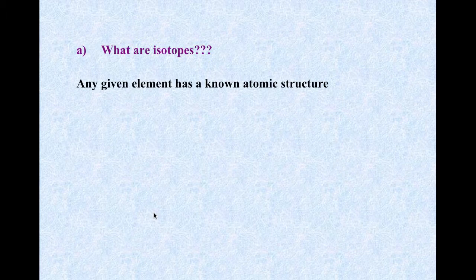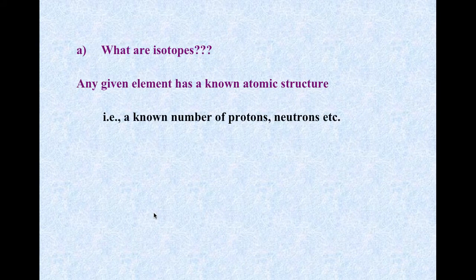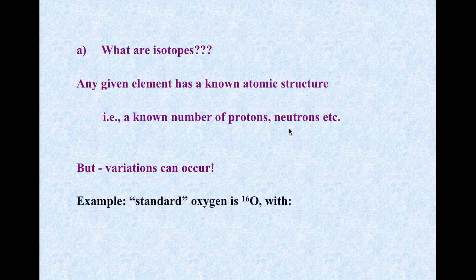Alright, think of an element, any element, but for the purposes of studying climate, things like oxygen and carbon will come to mind. And from the periodic table of elements, we know the atomic structure of these elements. We know how many protons, neutrons, and electrons they have. However, it turns out that under the right circumstances, you can get variations in these quantities. So here's an example. When we think of standard oxygen, it's written as O16, meaning that it has 8 protons and 8 neutrons in the nucleus. So far so good. That's basic oxygen.